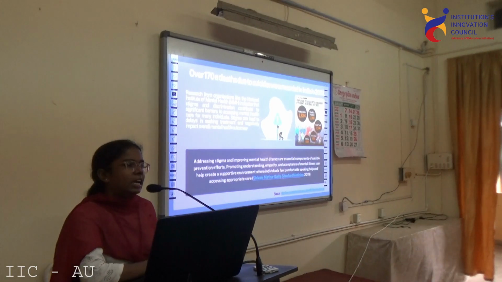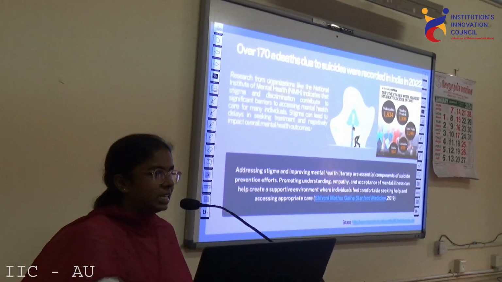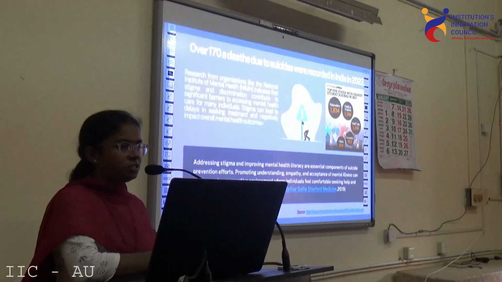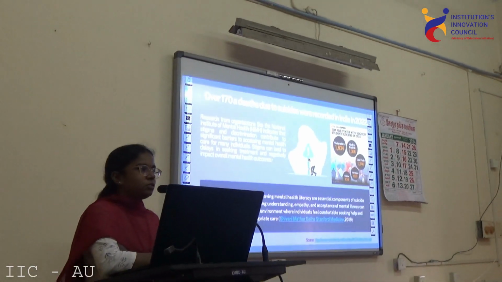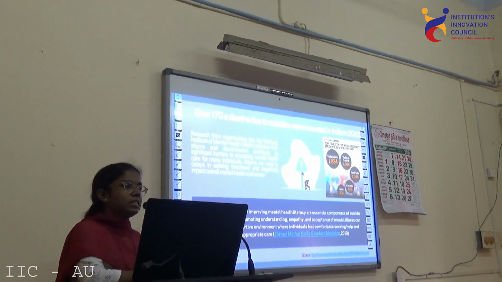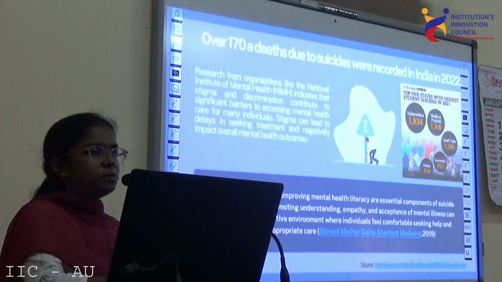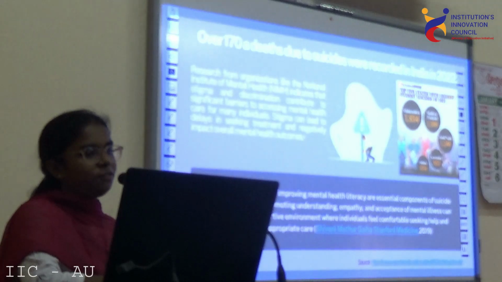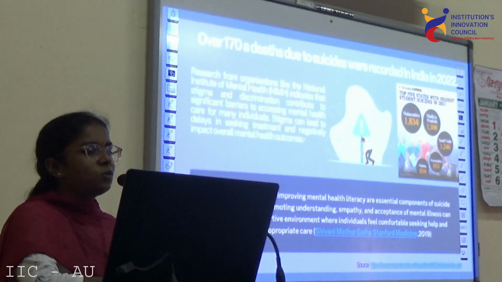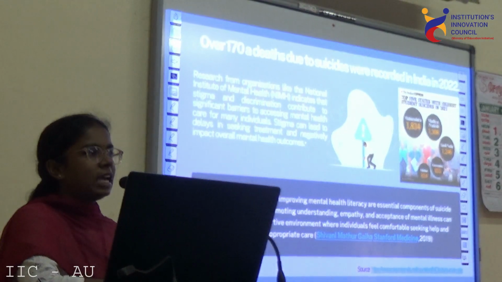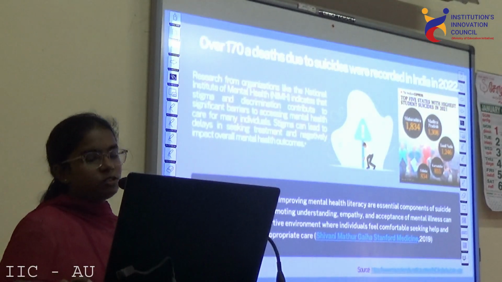So usually in India, around 300 deaths occur per day where adolescents commit suicide. So we wanted to know how mental health literacy and resilience are related in preventing suicides. Already a lot of research has been carried out in the education field, where they have given the highest correlation for mental health literacy and resilience to prevent suicide.